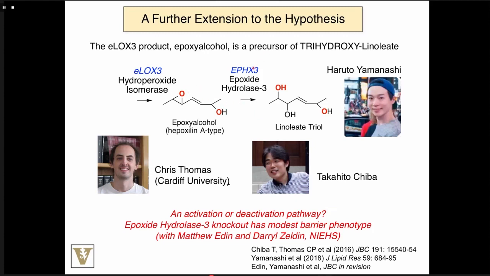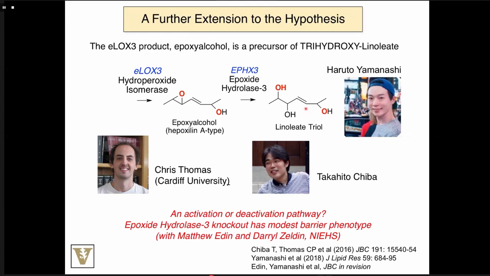Further studies showed that this epoxy hydroxy product is hydrolyzed, we now know, by the epoxide hydrolase called EH3, or EPHX3 is the gene, to a specific linoleate triol. This was shown by Chris Thomas when he was in the lab, and Takahito Chiba as well as a postdoc. And Haruto Yamanashi showed that the activity with the recombinant enzyme of EPHX3 best matched this specific transformation here.